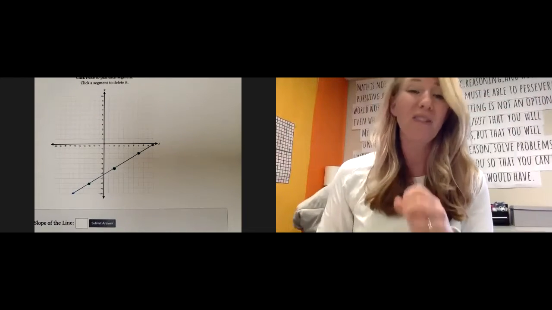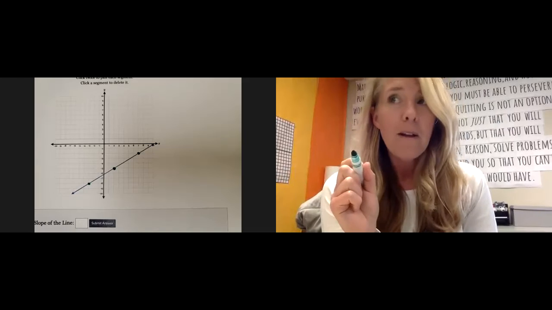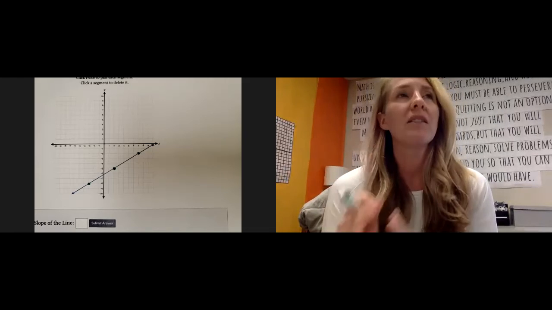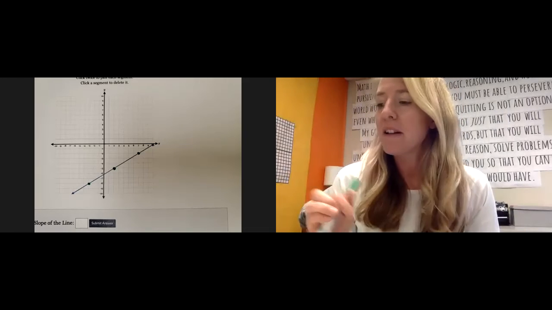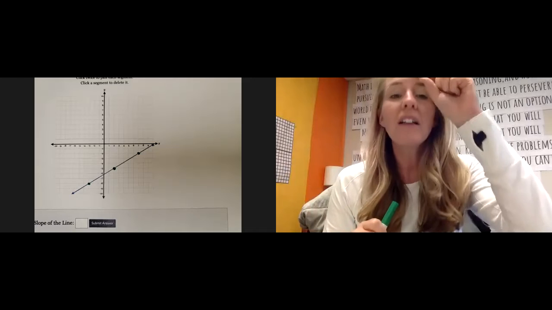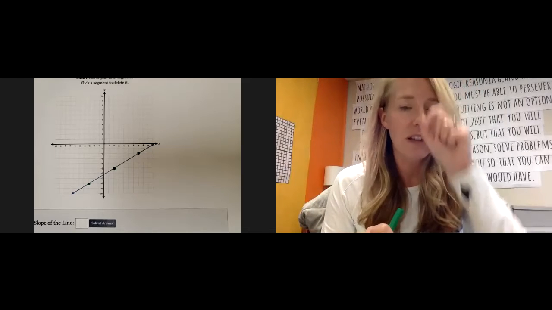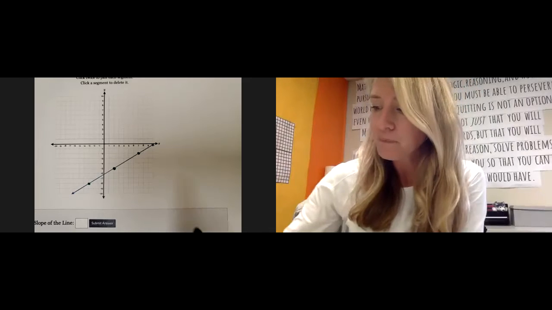And I think that's a good way to do it, because you can go right dot and then to the left, but it's best to just move left to right, left to right, left to right, because then that will remind you if you're going up the elevator, you've got a positive slope. If you're going down the elevator, you've got a negative slope.